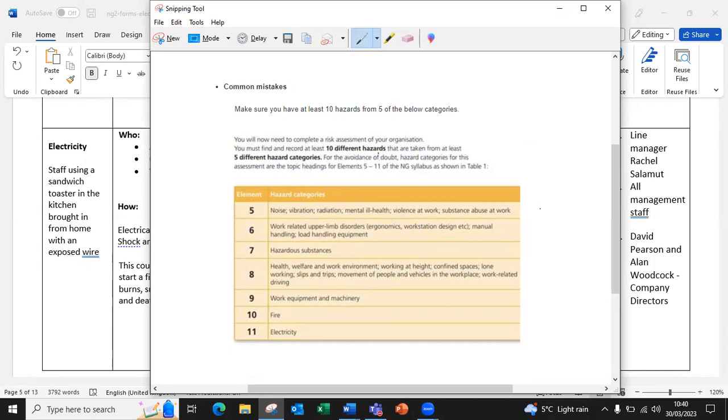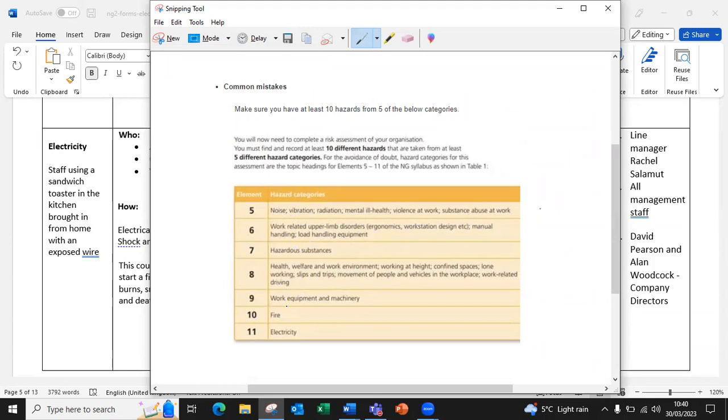So this is on Moodle for you to refer to. What you could do is noise, mental ill health. So that's 2 from 1. Then if you did hazardous substances, that's 3 from 2. So that's 3 hazards from 3 elements. And then you could do fire. So that's 4 hazards from 4. And then you could go back and do manual handling.